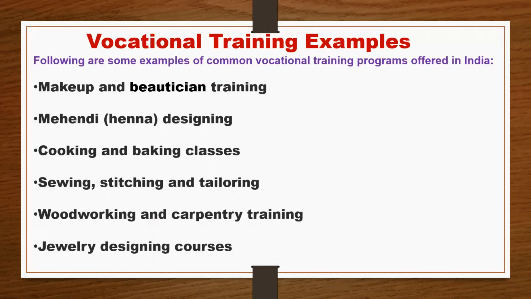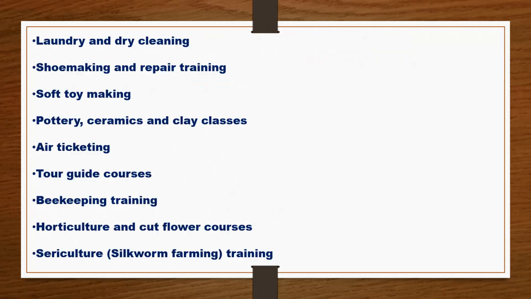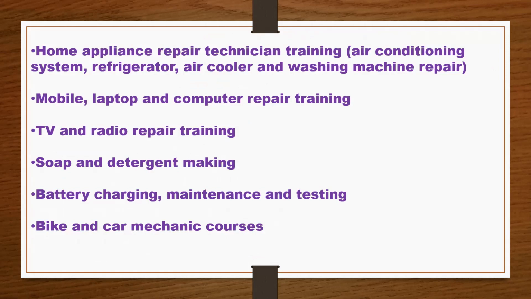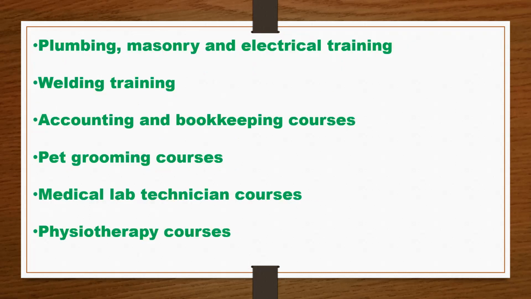There are different examples of vocational training like makeup and beautician training, mehendi designing, cooking and baking, sewing, stitching, tailoring, woodworking, carpentry, jewelry designing, then laundry, shoemaking, soft toy making, pottery, ceramics, clay classes, air ticketing, tour guide, beekeeping, horticulture and cut flowers, sericulture training, home appliances repair technicians, mobile laptop repair training, TV and radios, soap and detergent making, battery charging, mechanics. So a number of vocational trainings are there. Then plumber, mason, electrical, welding, accounting, pet grooming, medical technician, physiotherapy courses. So a number of examples of vocational training are there.